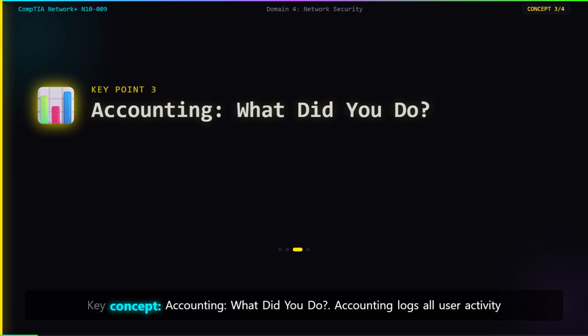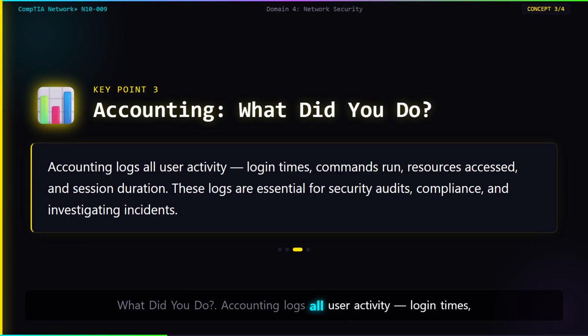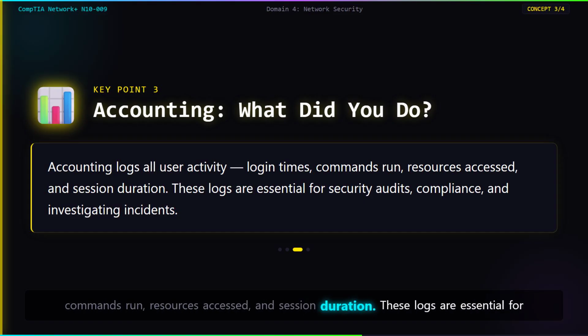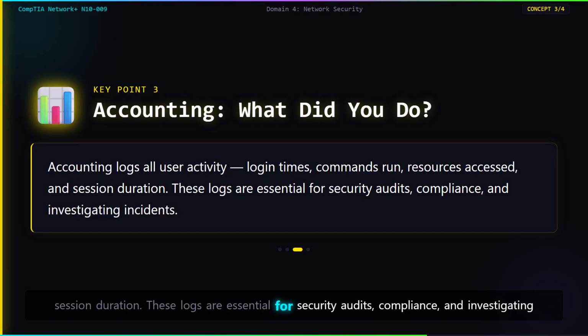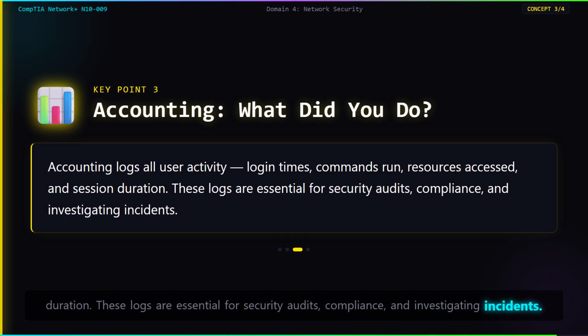Key concept: accounting. What did you do? Accounting logs all user activity, login times, commands run, resources accessed, and session duration. These logs are essential for security audits, compliance, and investigating incidents.